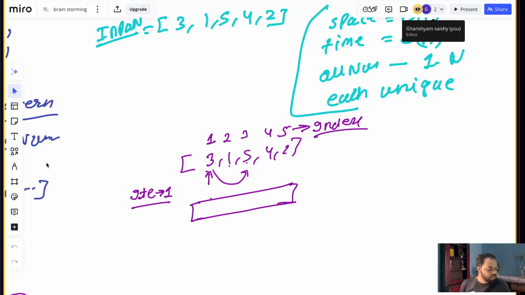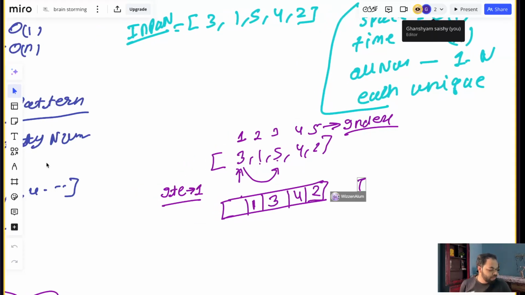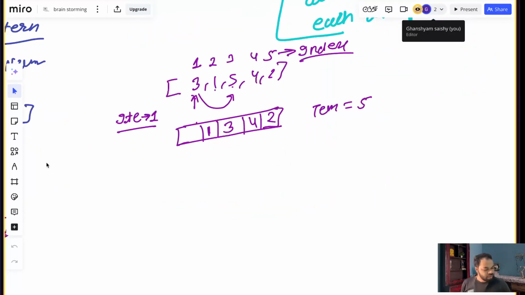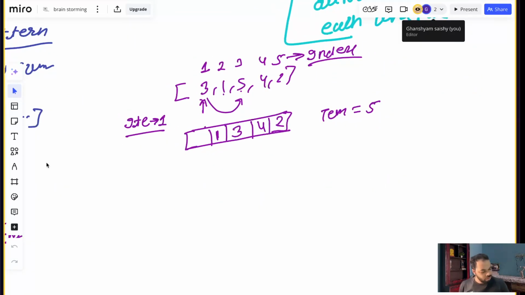In iteration 1, this place becomes empty. Okay, 1, 2, 3, 4, 5. This will become 1, this will become 3, this will become 4, and this will become 2. And I store this 5 in temp. Temp equals 5. Then I think again: 5 is not in its place, so I'll put the 5 at its place.